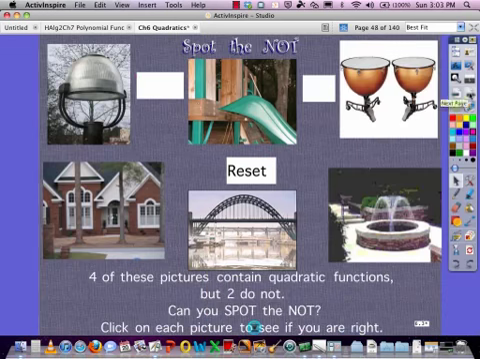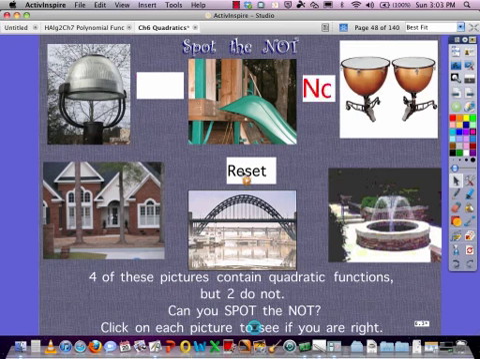And last but not least here, 4 of these pictures contain quadratic functions, but 2 do not. Can you spot the knots? So start looking. We need quadratic, parabola-shaped graphs. Where do we see parabolas? So if you're saying, can we spot the knots? I hope you have chosen this slide and these windows. And the windows is because they're a little too straight up and down. Parabolas never become quite straight up and down.